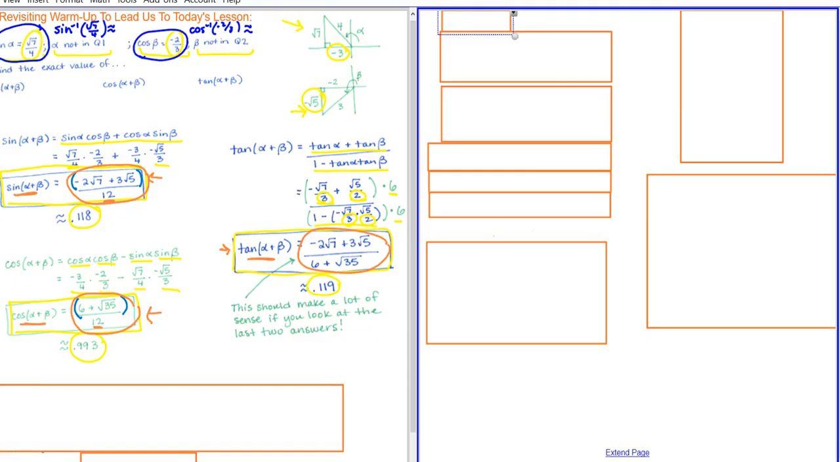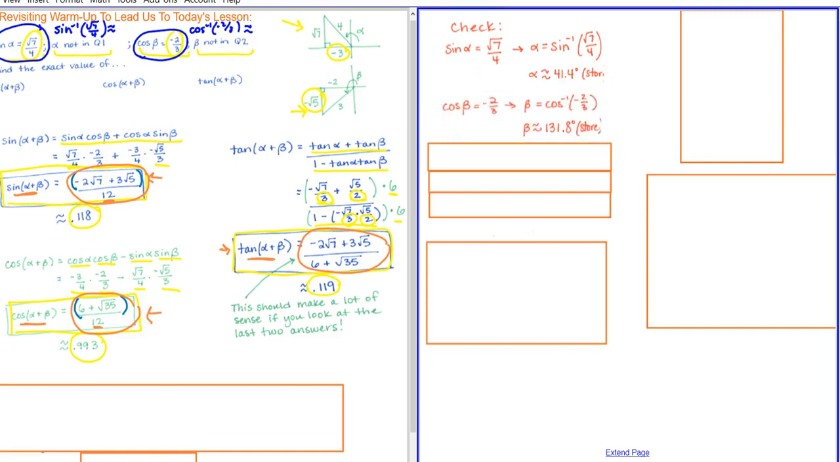Okay, so what we have here for our check is the sine of alpha is square root 7 over 4, so alpha is approximately 41.4 degrees, and I went ahead and stored that in my calculator. Cosine beta is negative 2/3, so using inverse cosine, I got that beta is approximately 131.8 degrees, and I stored that in my calculator.